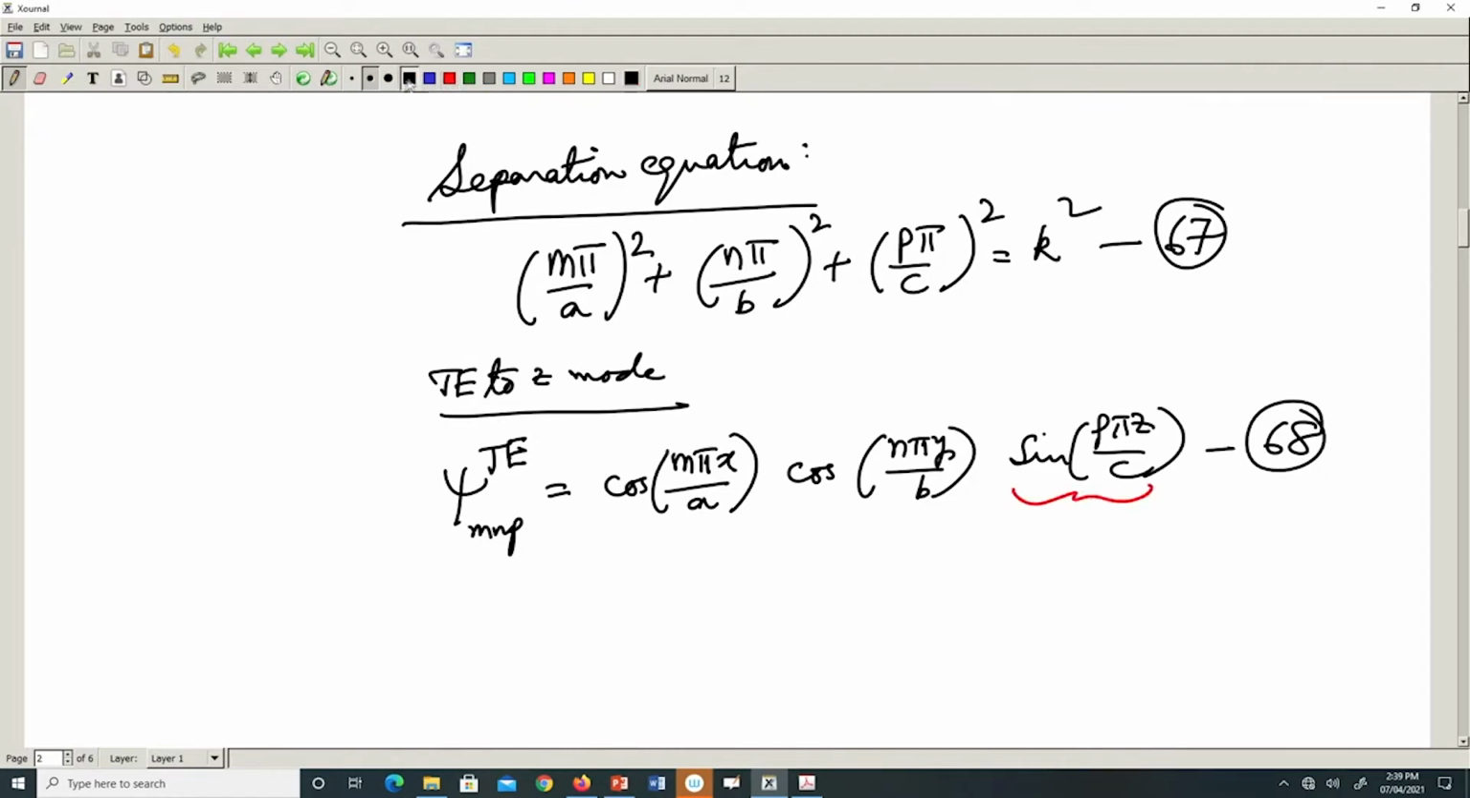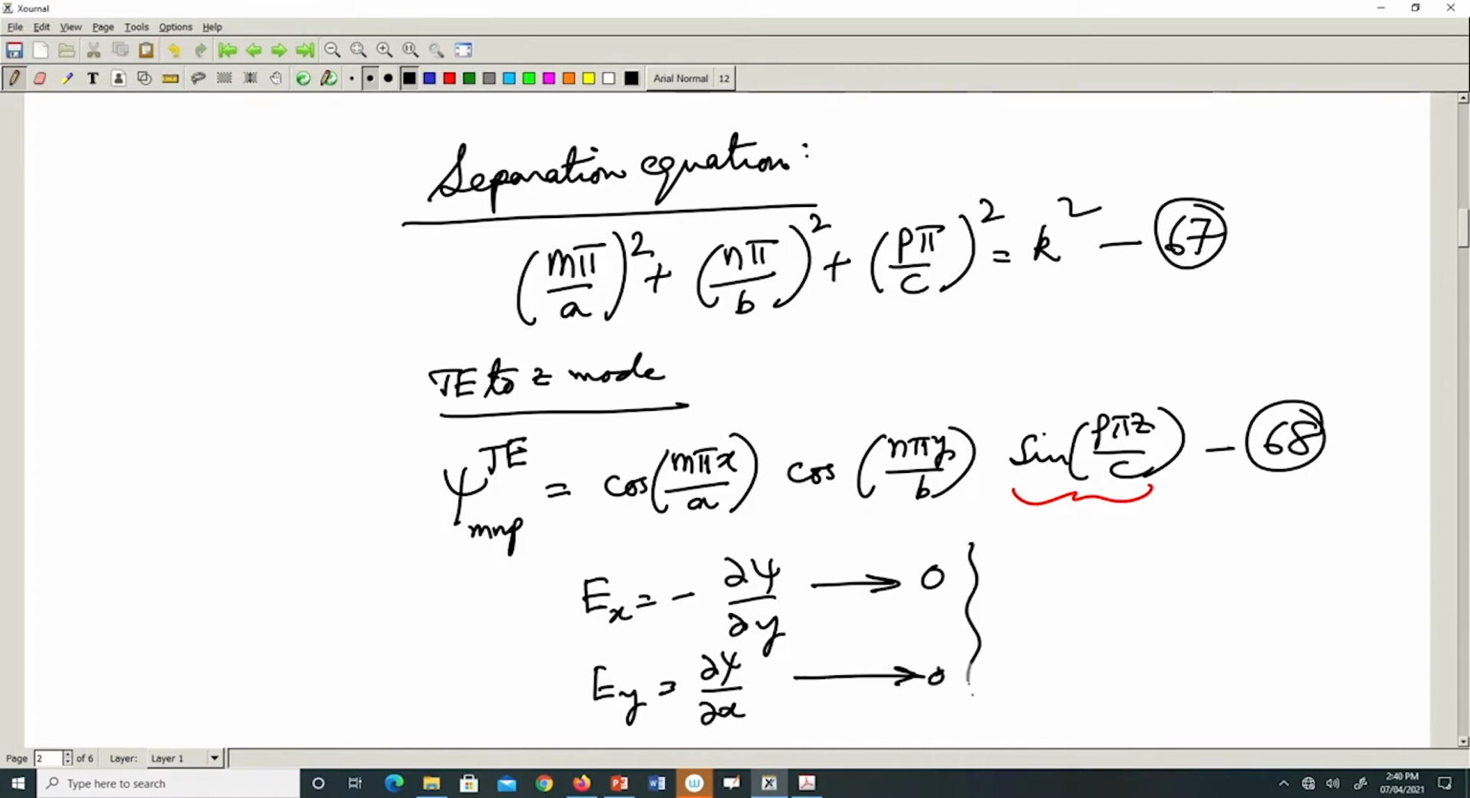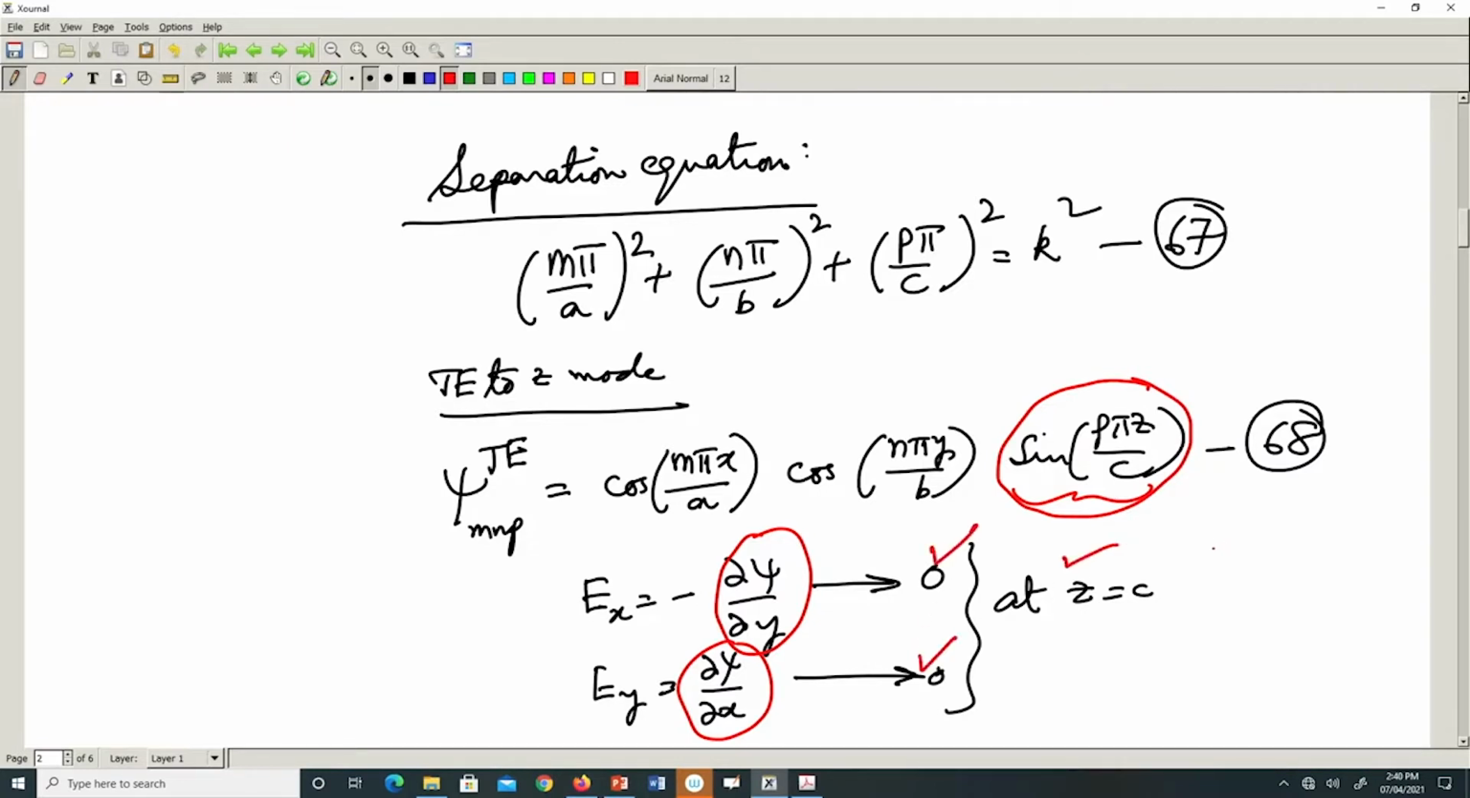Similarly, if we look back at the fields of the TEz mode, we will find Ex was given by minus del psi by del y and Ey was given by del psi by del x, and both have to be 0 at z equal to c. You see now that there is no derivative with respect to z. So, therefore, the z variation of the potential function has to be sin(p pi z by c) in order for Ex and Ey to be 0 at z equal to c.